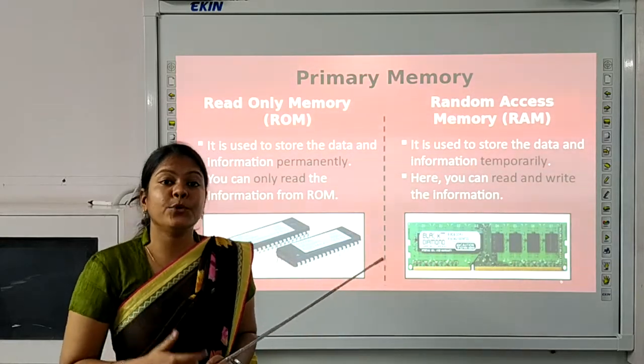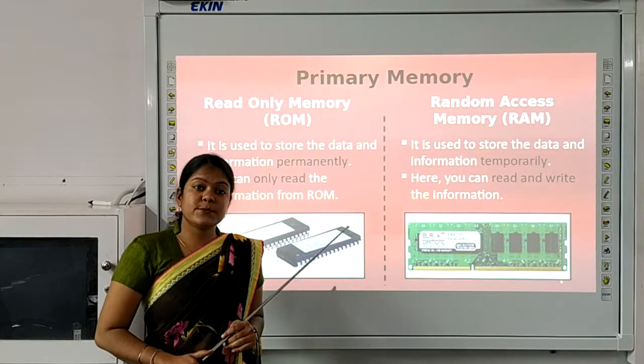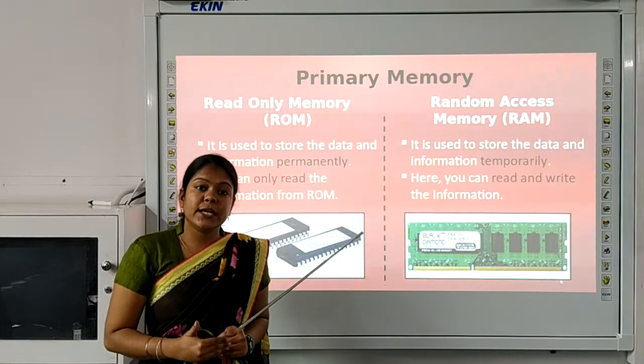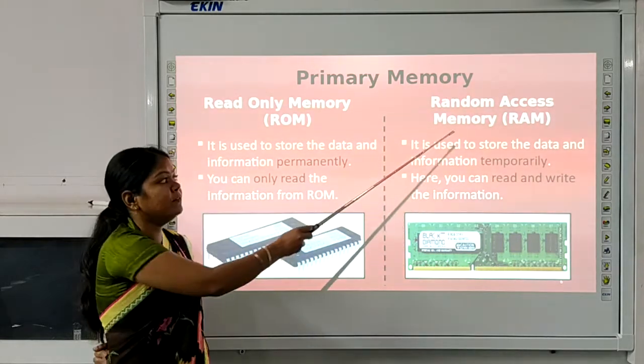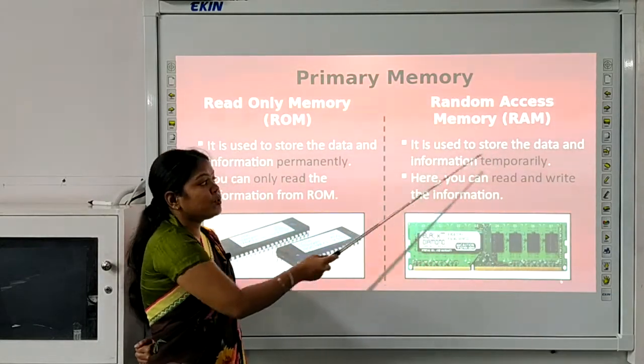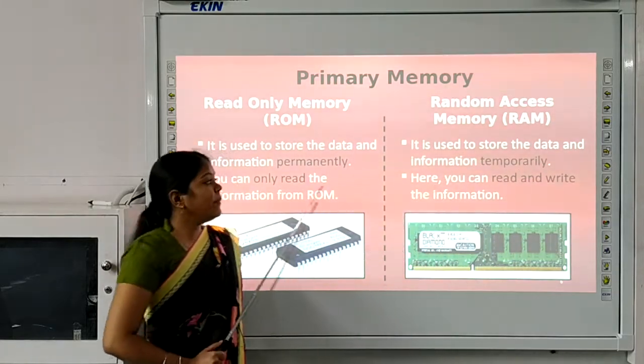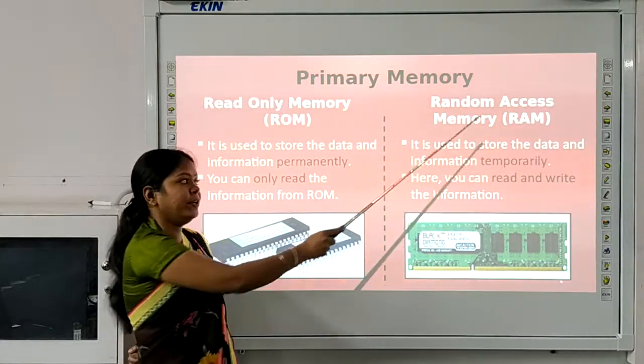Theek hai? Jab aapka computer companies ke andar manufactured hota hai, jab wo banta hai, same time par ROM chips ko design kiya jata hai, usme data store hota hai. Next we have random access memory, that is RAM. It is used to store the data and information temporarily, which is the basic difference between the ROM and RAM. Okay?